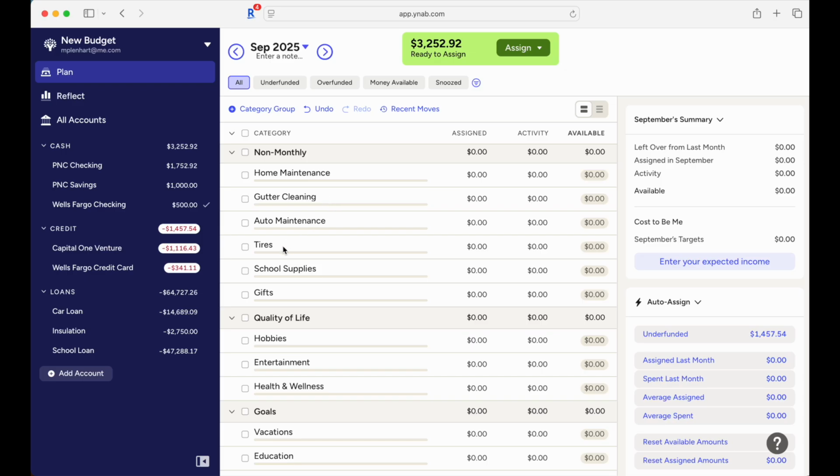And the similar situation is for tires for our car. I know I'm going to have to buy tires. I have a rough idea how much that's going to cost. I want to see that as a separate category in my budget. If you're okay saying tires are part of auto maintenance, which they are, then that's fine. Just leave it as auto maintenance.